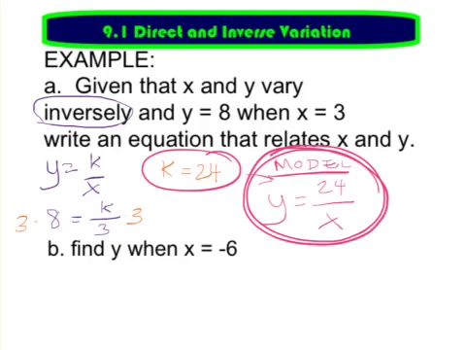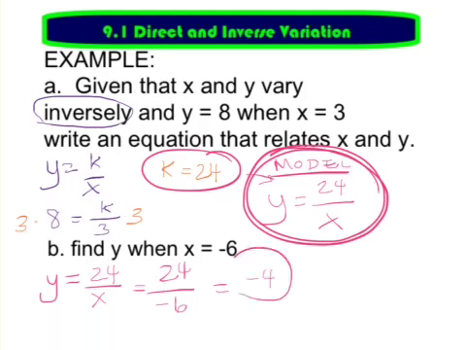Then what I can do is part B says find y when x equals -6. Well, if I know what x is, all I have to do is just plug it in for x, and I'll find that when x is -6, y is -4.